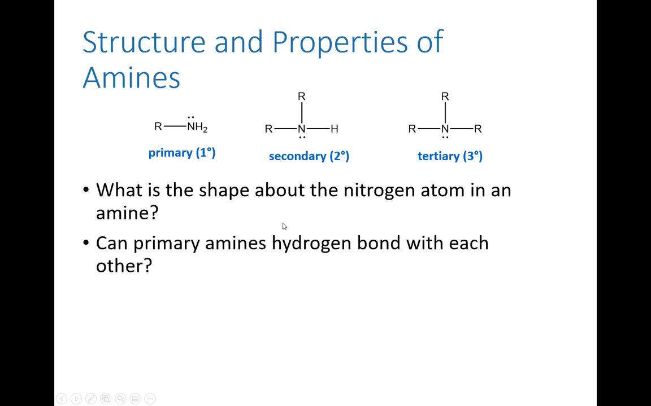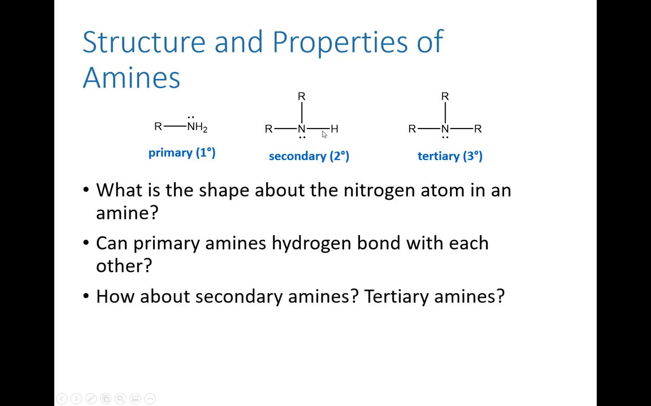Can primary amines hydrogen bond with each other? Remember, to hydrogen bond, you need two components. You need a hydrogen bonded to fluorine, oxygen, or nitrogen. Well, we have two hydrogens bonded to nitrogen here. And you also need a fluorine, oxygen, or nitrogen with a lone pair, and this certainly does. And so, therefore, yes, primary amines can definitely form hydrogen bonds. Secondary amines also can form hydrogen bonds with each other. They have both parts, the hydrogen bonded to nitrogen and the nitrogen with a lone pair.